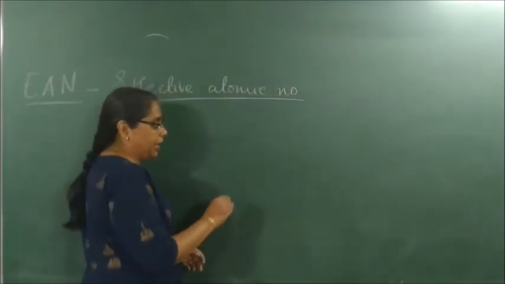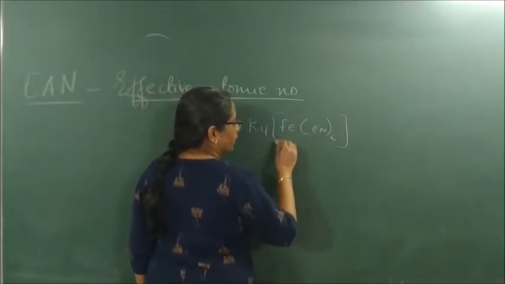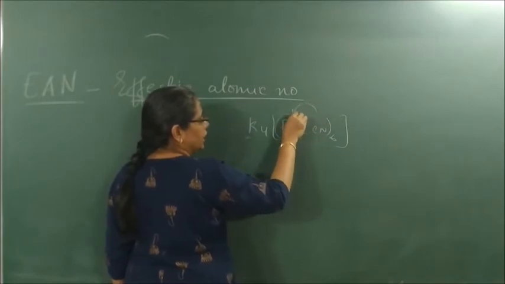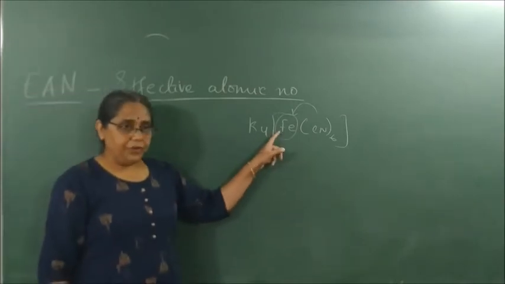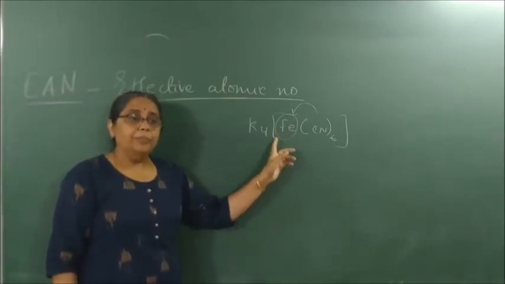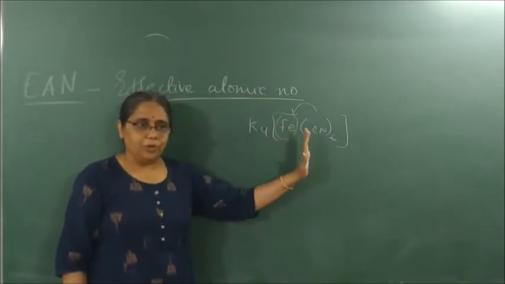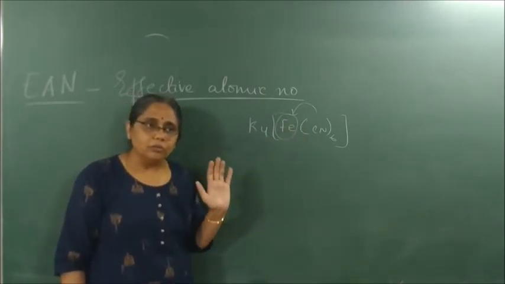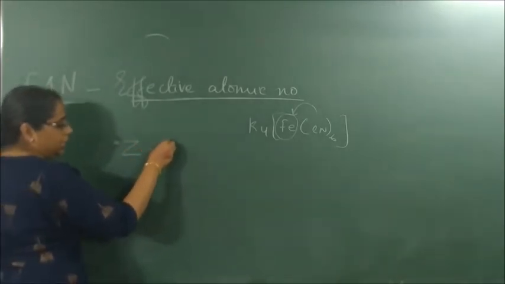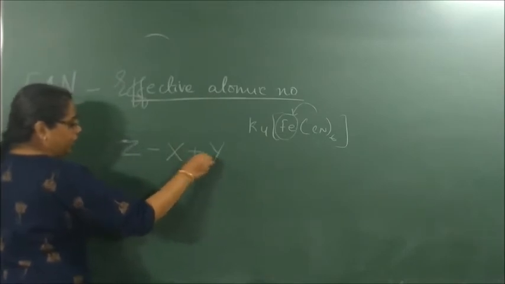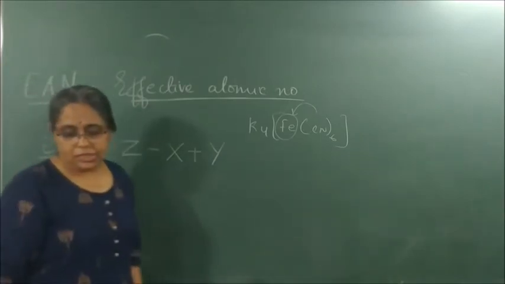I'll explain. If I write K4[Fe(CN)6], this Fe keeps on taking electrons from the cyanide ions, the ligands, till the effective atomic number of Fe becomes equal to that of a noble gas. Whichever noble gas it comes to, that is krypton after Fe. So this is called EAN. To calculate EAN, we use a formula: Z minus X plus Y. Please write EAN is equal to Z minus X plus Y.